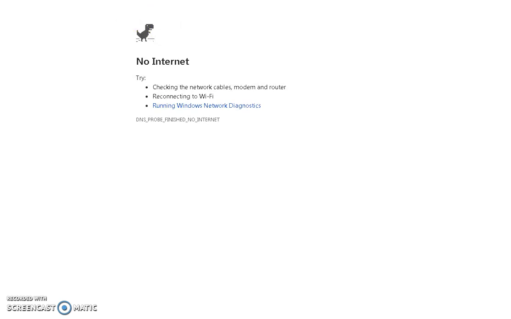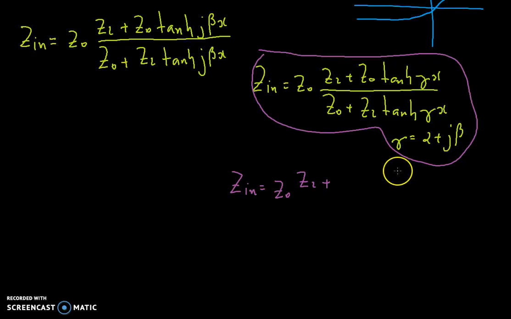Hold on. It doesn't matter. So the tanh of 0 is 0. So this term here disappears. This term on the bottom disappears. So it's ZL plus 0 divided by Z naught plus 0. So you can see here, this Z naught cancels with this Z naught, and this is equal to ZL.